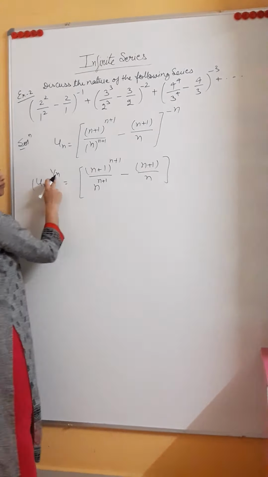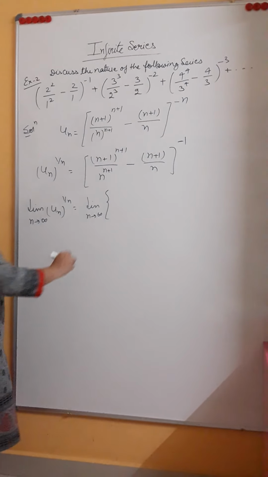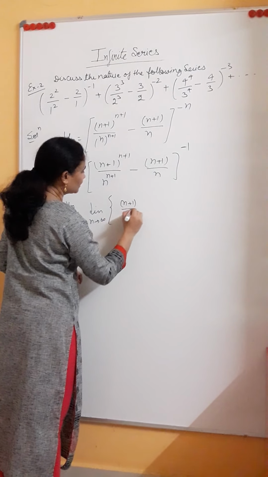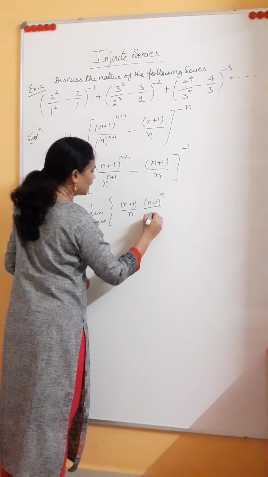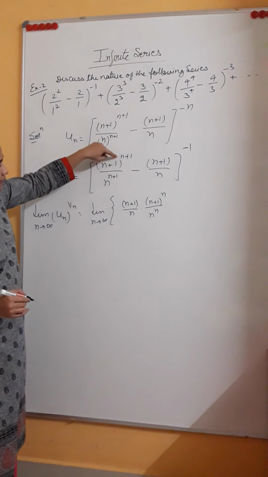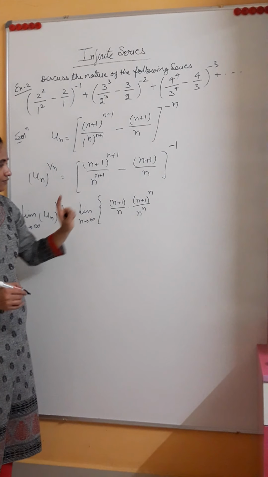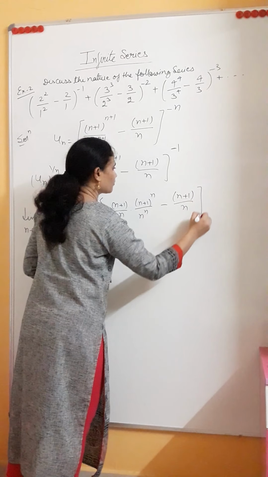Now we have to apply limit. Limit n tends to infinity, un power 1 by n. And now let's simplify this value. So what are we getting? I can write this n plus 1 power n into n plus 1 power n divided by n power n. What we have done? We have just split this value. So n plus 1 power n into n plus 1, and divided by n into n power n. So I have taken these values in this form, minus n plus 1 by n.